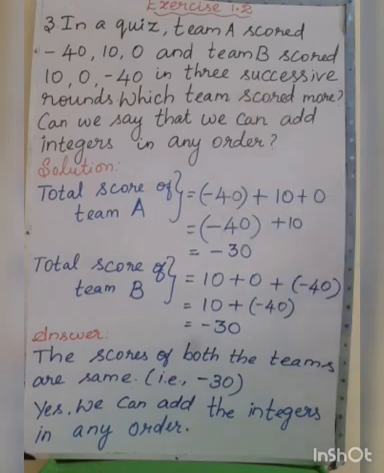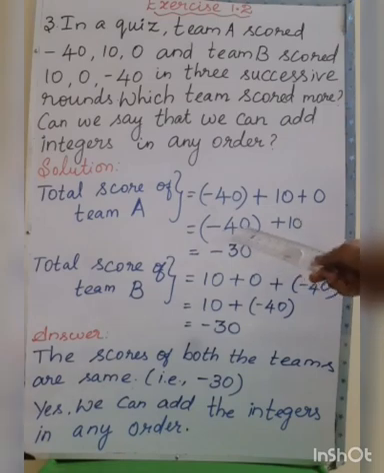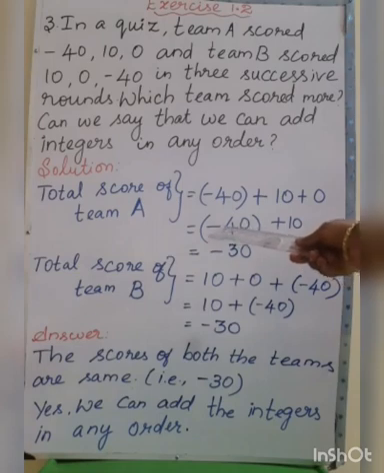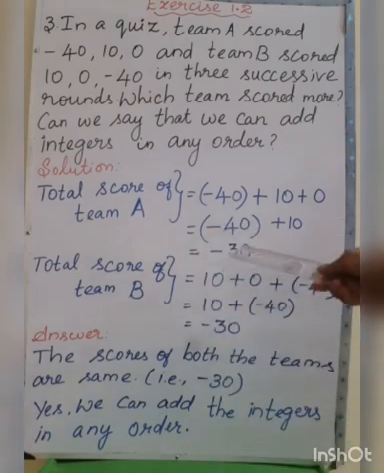First, the total score of team A. Team A scores minus 40 plus 10 and plus 0. Total means added. Add these three things: minus 40 plus 10, plus 0. Minus 40 plus 10 is one negative number and one positive number, so subtract the numbers: 40 minus 10 is 30. The bigger integer is 40, so the sign is minus. So minus 30 is team A's score.